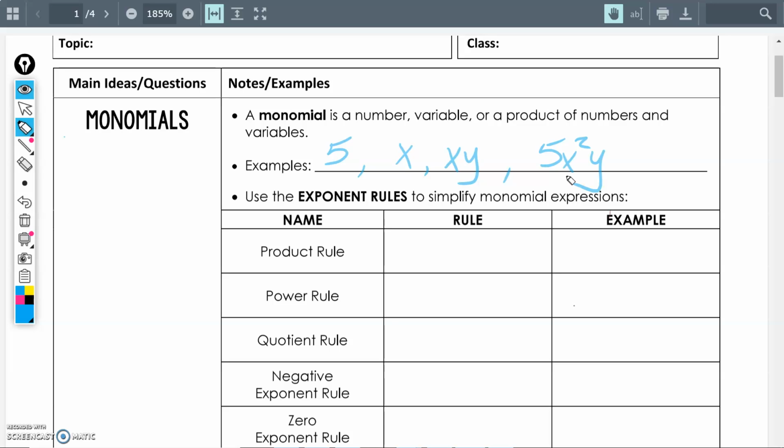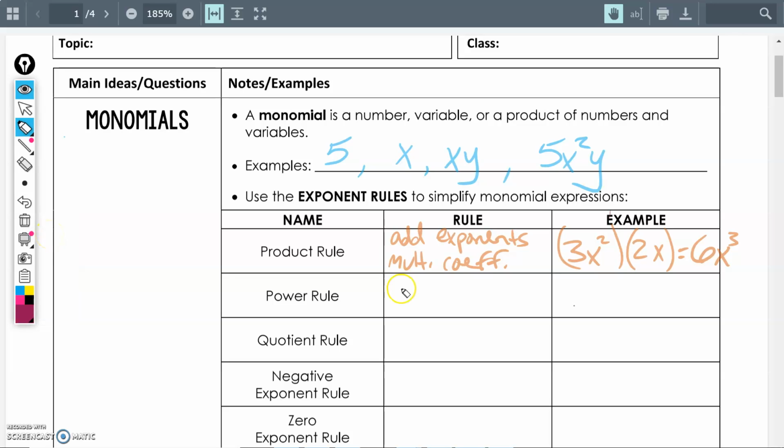Next, we're going to talk about a couple of the rules. I'm going to start with the product rule. That rule is when we add the exponents, multiply coefficients. Example looks like this: 3x squared times 2x. That's going to equal 6x to the third.